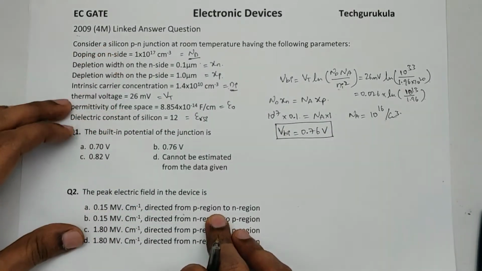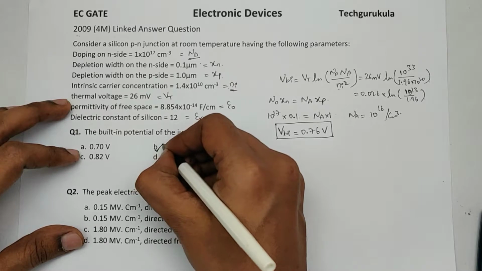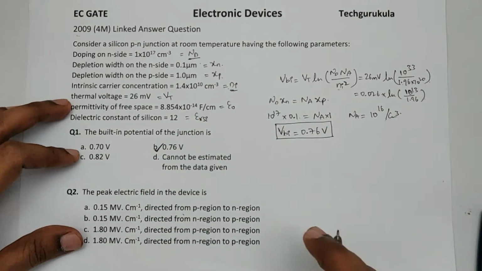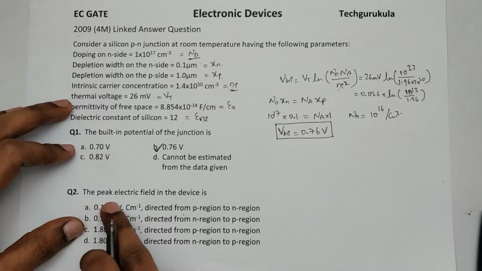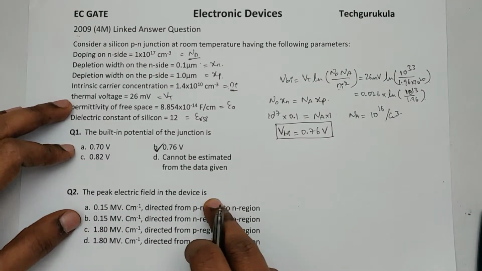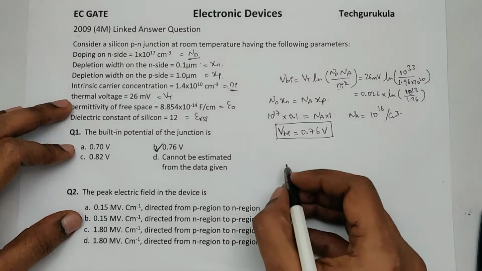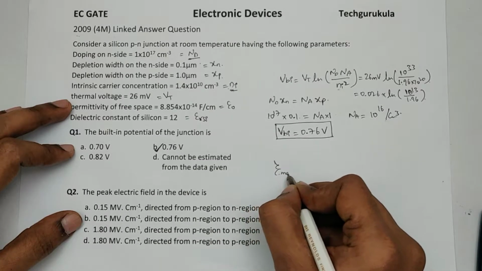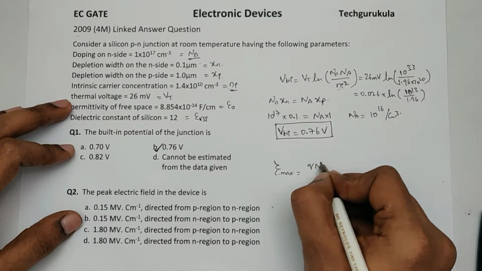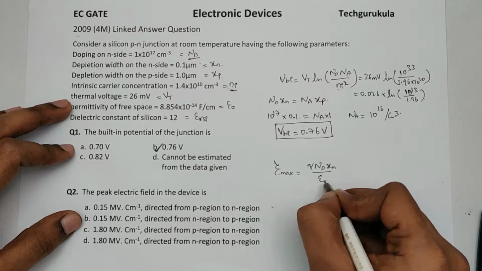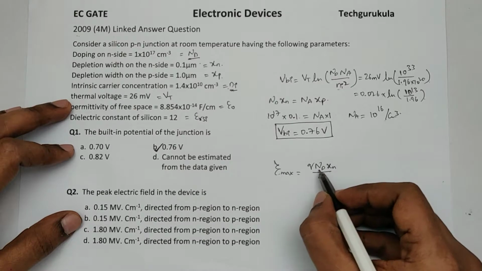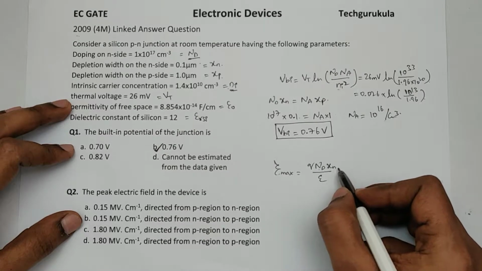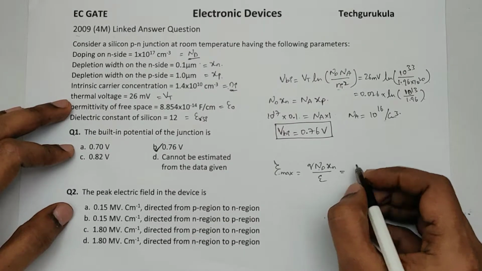So let's see here. So option B, 0.76. Now let's come to the second question. The second question is about the peak electric field in the device. We know peak electric field is right at the junction, and which is given by Emax is equal to q Nd Xn over epsilon, or you can take q Na Xp over epsilon, because Nd Xn is equal to Na Xp. So let's substitute these values here.